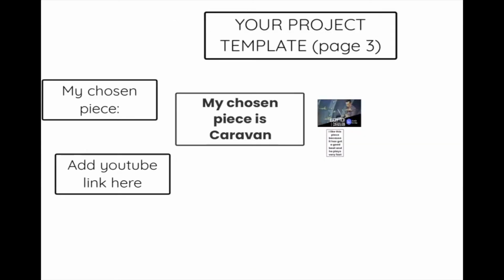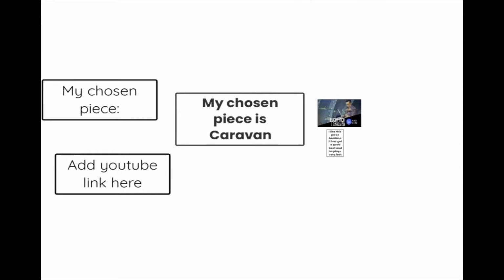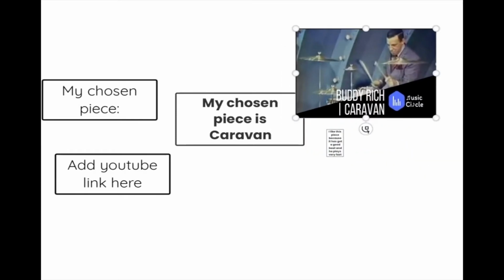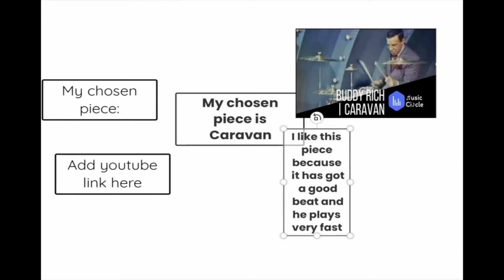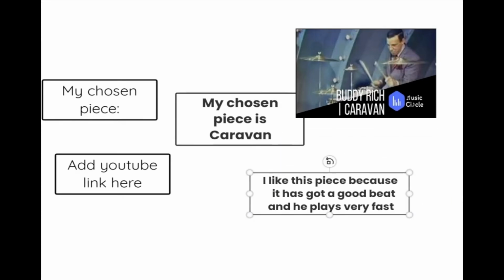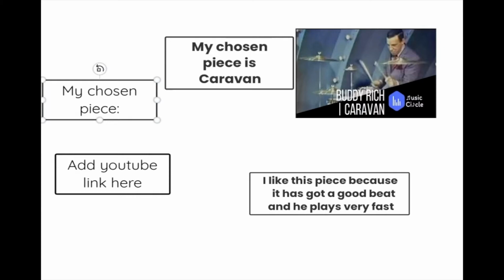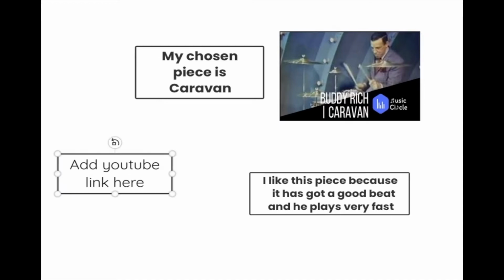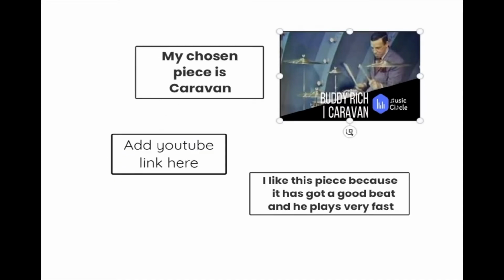Okay, then final page. Again, all of this should be got rid of, like on the last page. That is quite big, but these are tiny, so make sure the size of your things is appropriate, and that is too high and too narrow, isn't it? Makes it hard to read. There we go. And we don't need to have my chosen piece again there, because you said here your chosen piece is Caravan. It doesn't need to say add YouTube link here because there's the YouTube link.